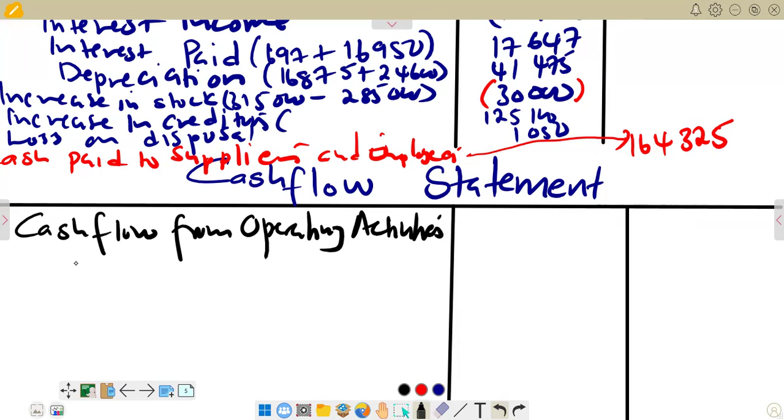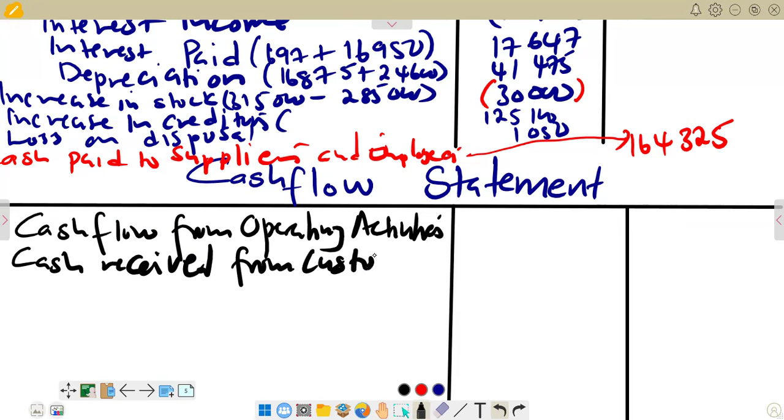So we're going to start with cash received from clients or customers. That is the first note that we prepared. So we are saying cash received from customers. So we can go and check the figure that we got.